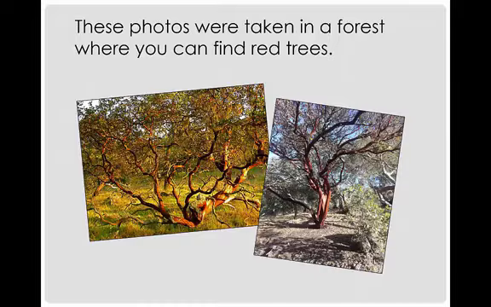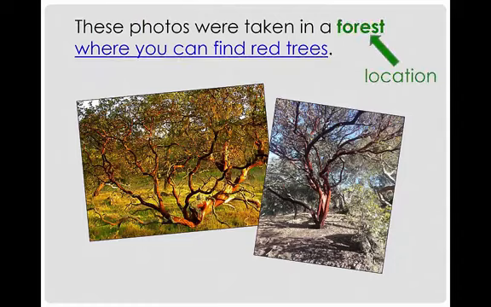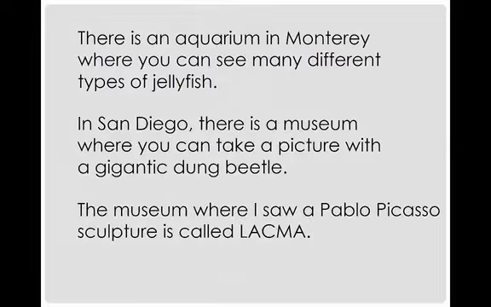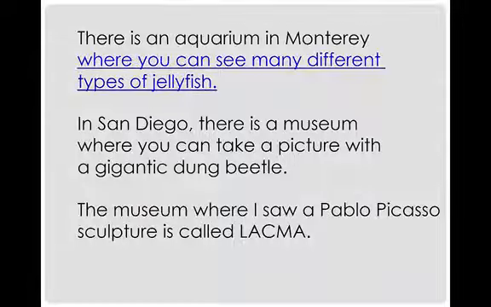What about this sentence? These photos were taken in a forest where you can find red trees. Here's the adjective clause, and forest is the location word that it modifies. Now let's look at 3 more sentences. I'd like for you to think about where the adjective clauses are and which words they modify. There is an aquarium in Monterey where you can see many different types of jellyfish. Do you see the adjective clause? Here it is, and it modifies aquarium in Monterey.